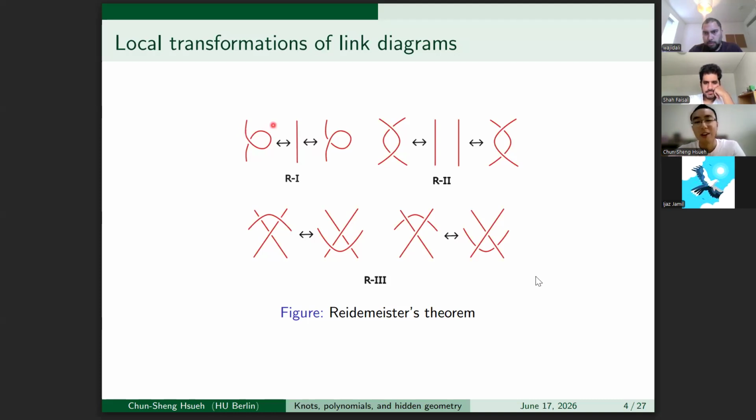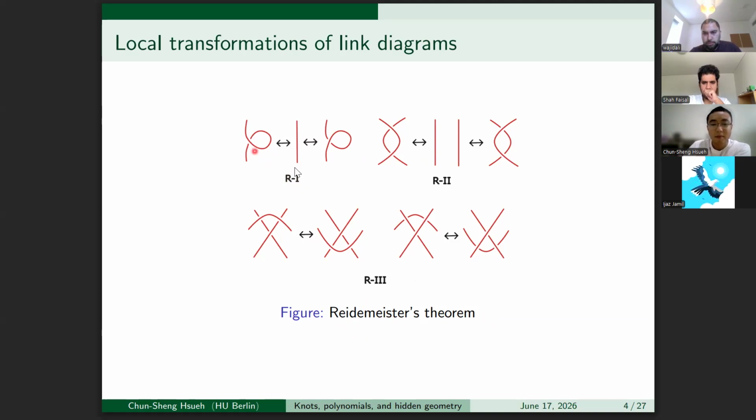One maybe obvious thing is that you have infinitely many ways of projecting an embedded S1 in free space to a plane. You have infinitely many such choices. And so Reidemeister's theorem tells you that for two different projections of the same knot, you can go between them by these three kinds of moves on the plane. So now we're talking about diagrams of the knot.